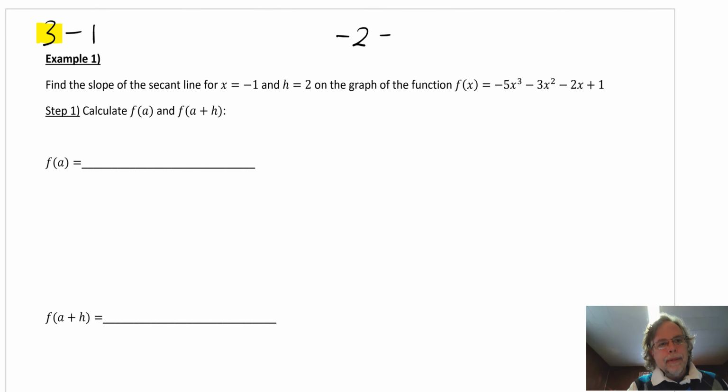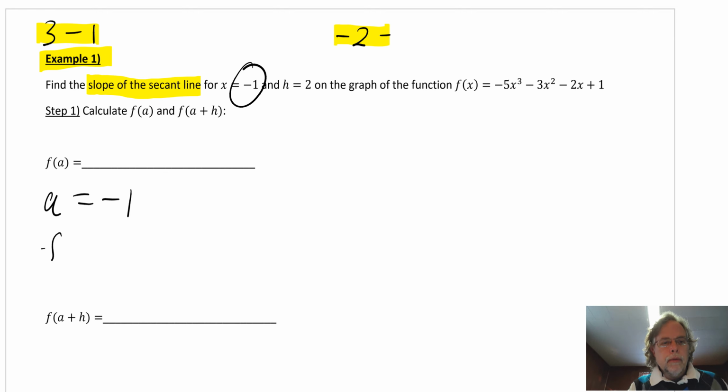This is topic 3.1, notes page 2, example 1, and we want to find the slope of the secant line for x equal to -1 and h equal to 2 on the graph of the function f of x equals -5x to the third minus 3x squared minus 2x plus 1. The value of a is -1, and so the first thing we want to find is f of -1.